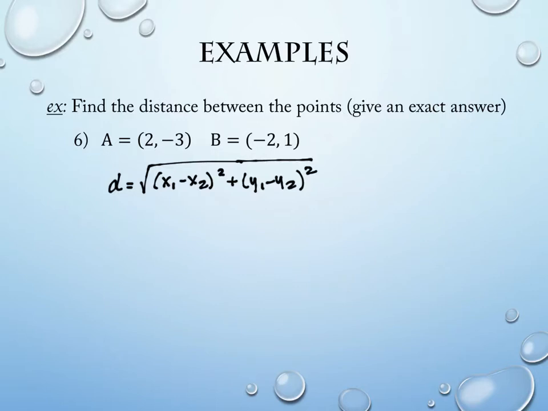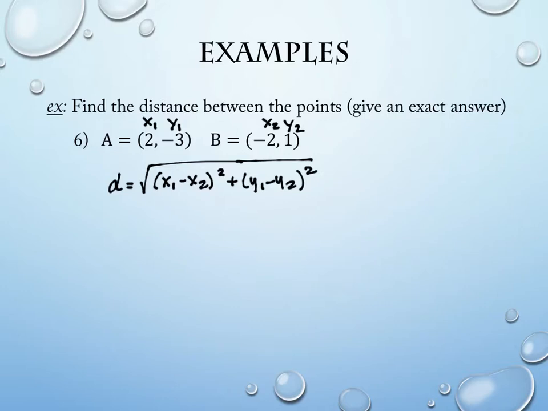Okay, so we have two ordered pairs given. We have the value at point A as (2, -3), and point B as (-2, 1). And it doesn't make any difference which one you label as x1, y1, and which one you label as x2, y2. Okay, so I'm just going to go in order.